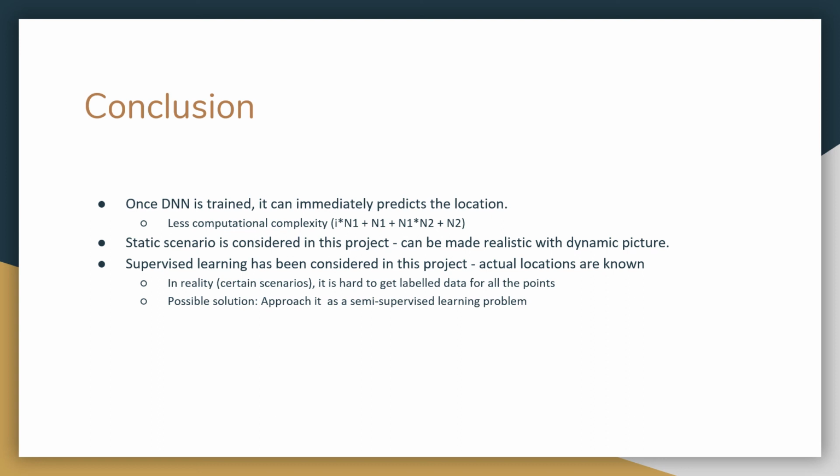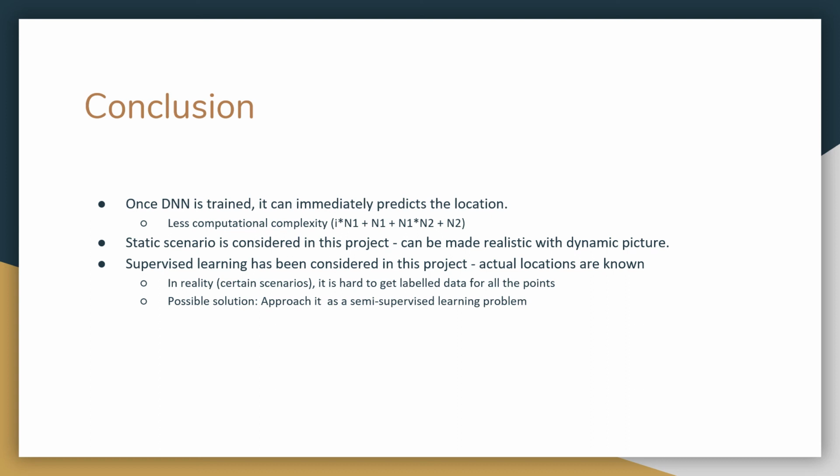Here are some conclusions which we can draw. Once the deep neural network is trained, it can predict the location almost immediately. We can compute the computational complexity to be approximately in the order of I times n1 plus n1 times n2 plus n2, where I is the number of inputs, n1 is the number of nodes in the first hidden layer, and n2 is the number of nodes in the second hidden layer.